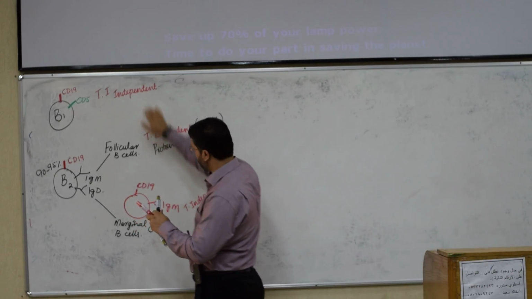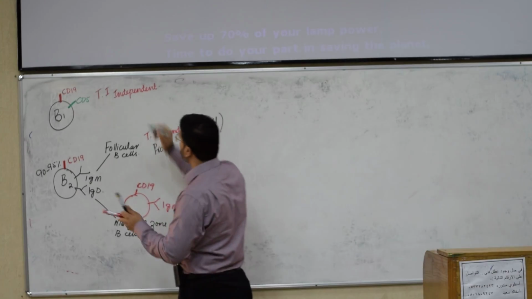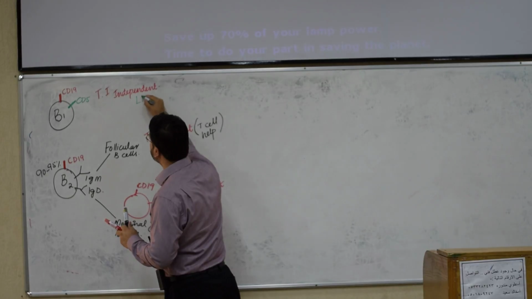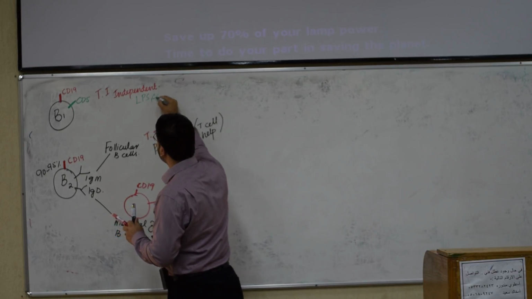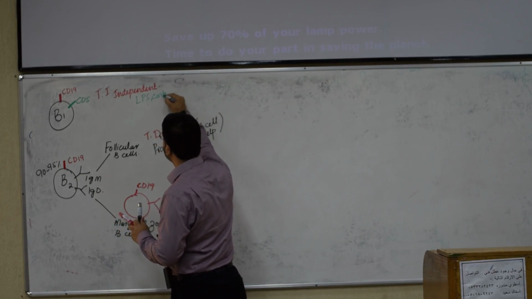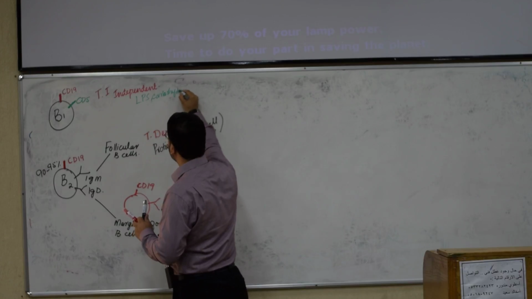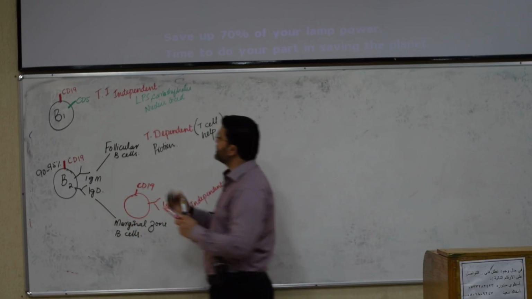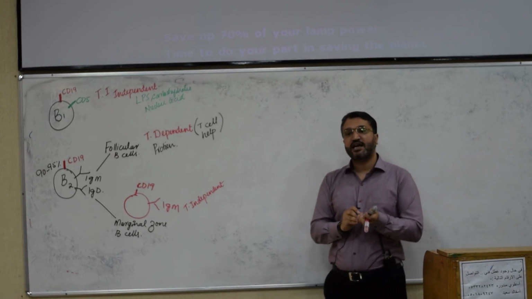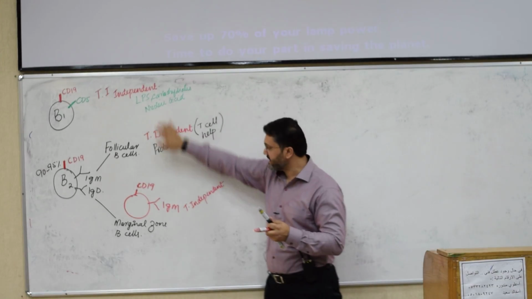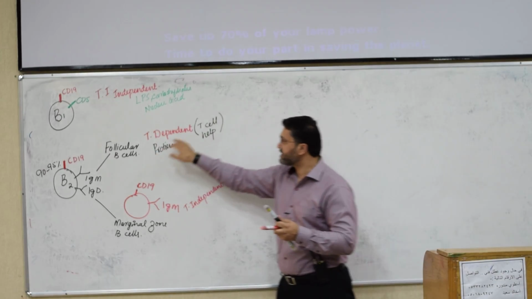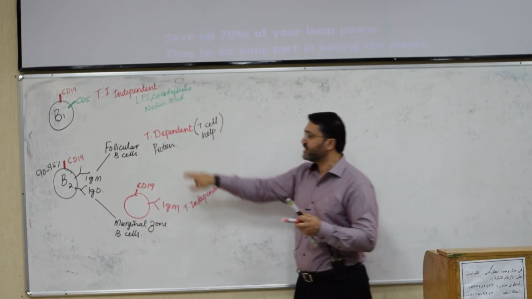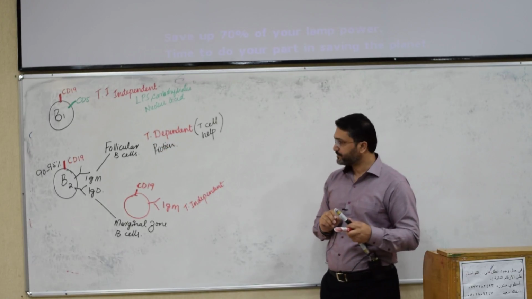While in the case of B1 and marginal zone cells, one example is LPS, carbohydrates, and nucleic acid. So these are examples of which antigens will be recognized by these cells, and the follicular cells are T dependent. They are always going to deal with the protein antigen.